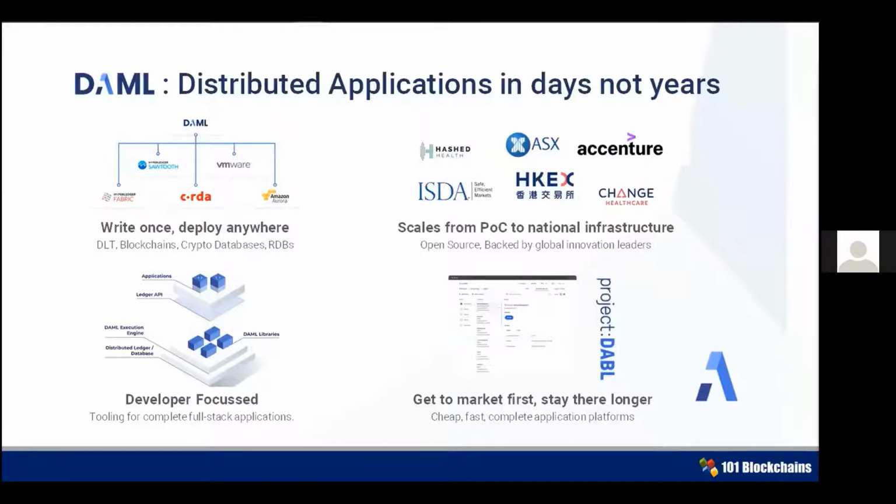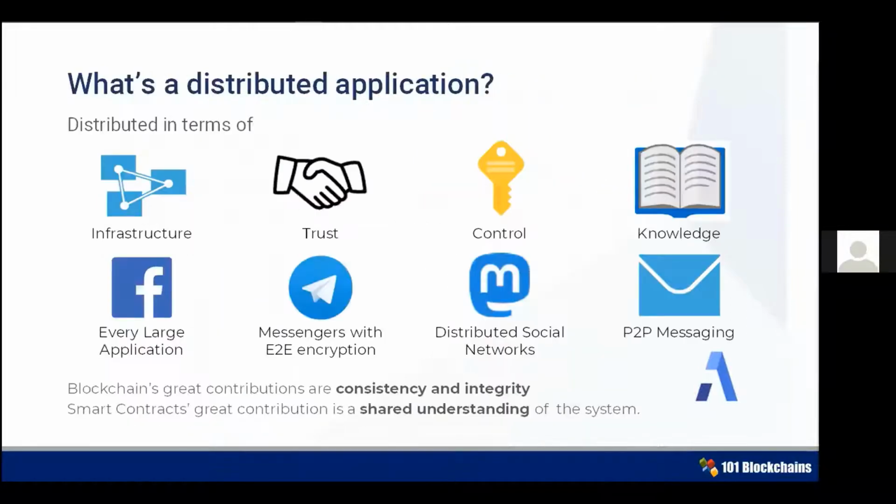Now, in all this, I'm talking about distributed applications. And before I go on, let's see what I mean by that. Many might be thinking, well, we're talking about applications running on blockchain, but that's not a good definition. We don't usually classify applications by the infrastructure they run on. I would say that a distributed application is one that has some of the following characteristics.